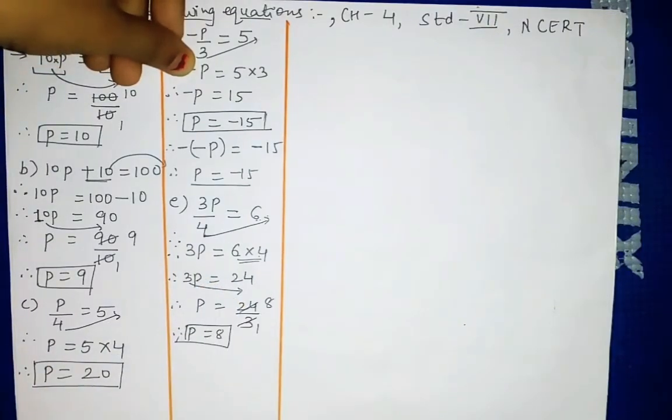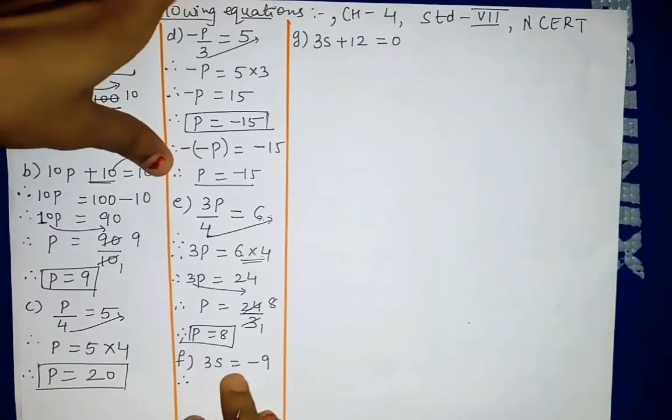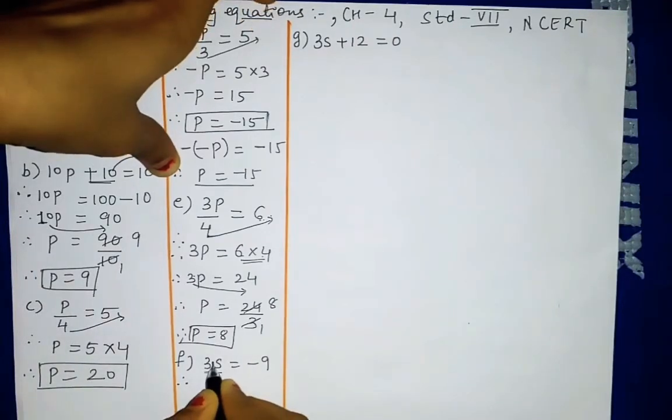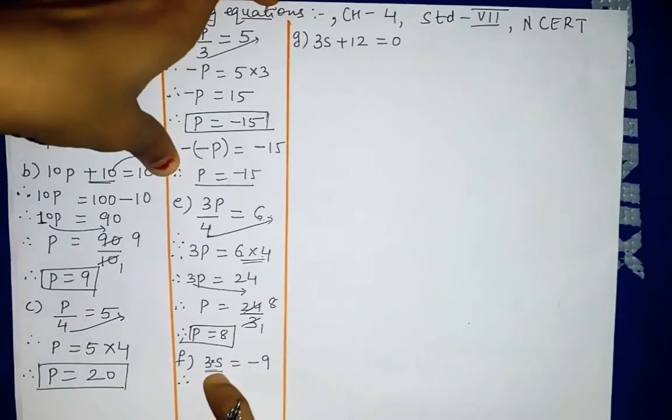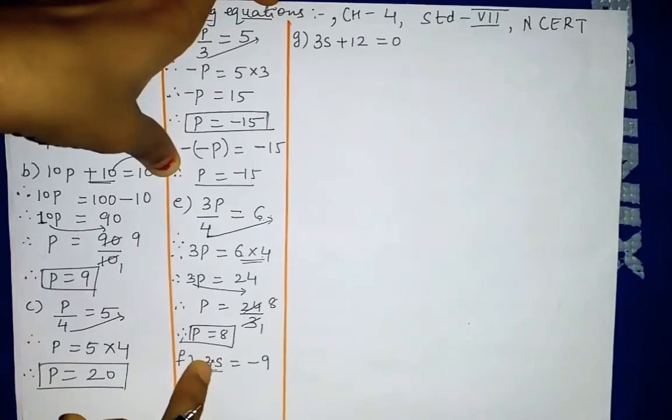Now the next question is 3s equal to minus 9. This is very easy. 3s is given. Now this 3 is in multiplication. Between 3 and s, which sign is there? Multiplication sign is there. So this 3 will go here in division. Where will this 3 go? Here below in division. Whenever we remove this 3, we will take it to the RHS side. Since it is in multiplication, it will go in division.